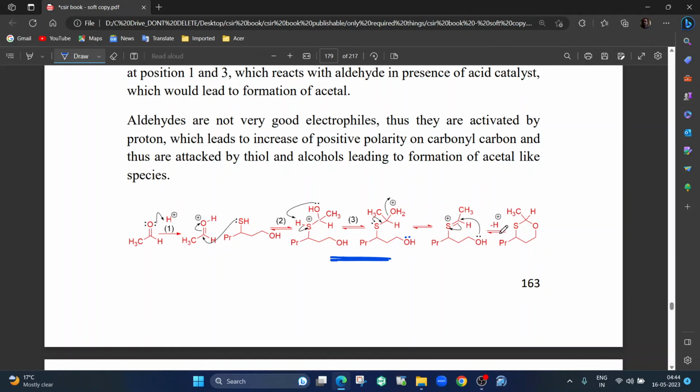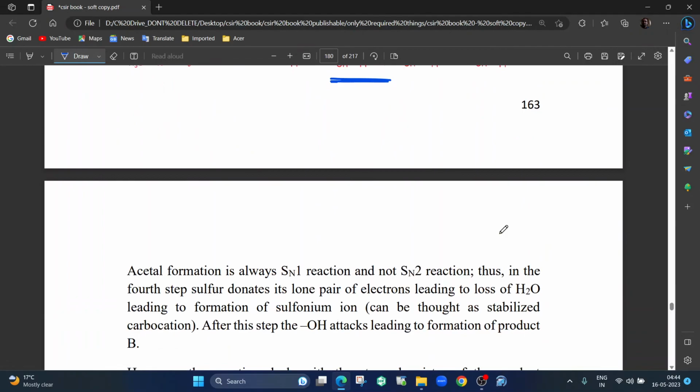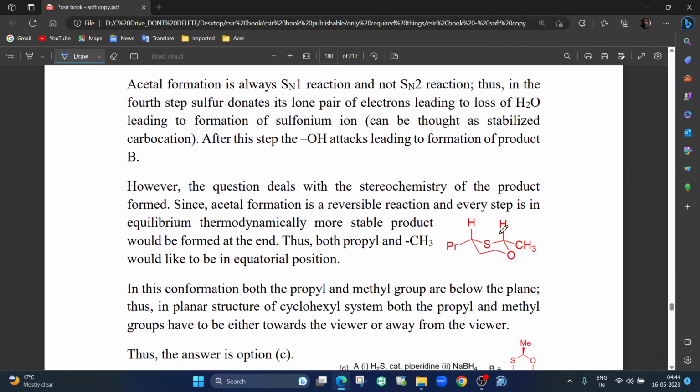That means every step it will go, it goes back. Once it goes back, it will come back, goes back to reactant, comes as product. It will go and form the most stable product, right? Thermodynamically most stable product. So that's for when it goes and comes back, the most stable product will be both PR and CH3 will be in the equatorial position.